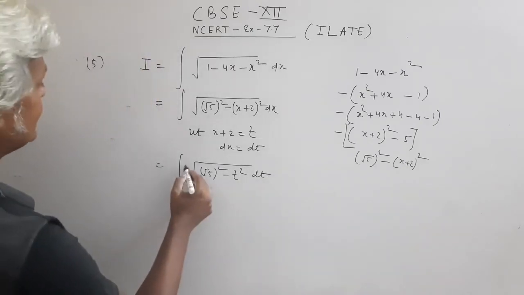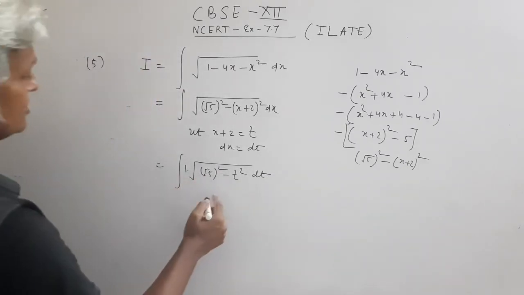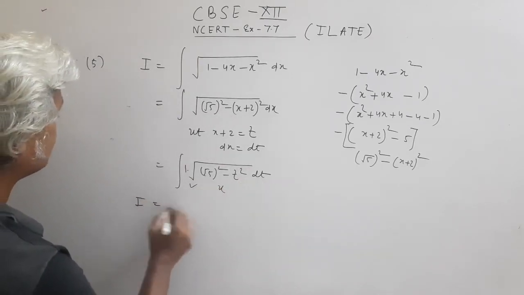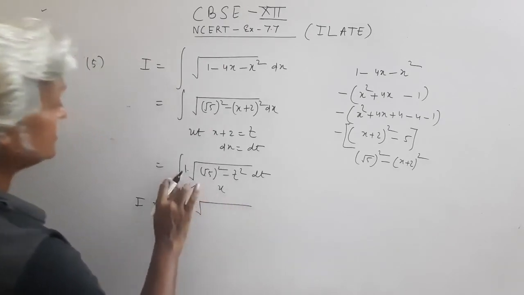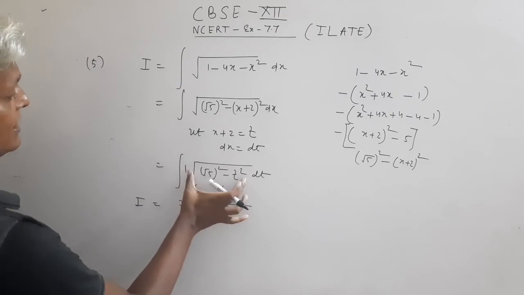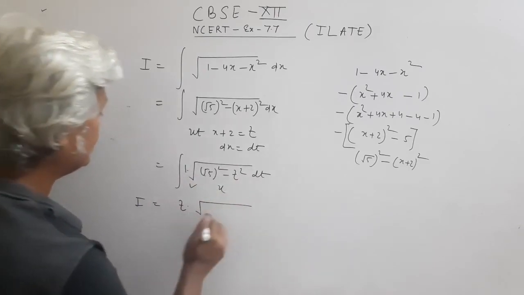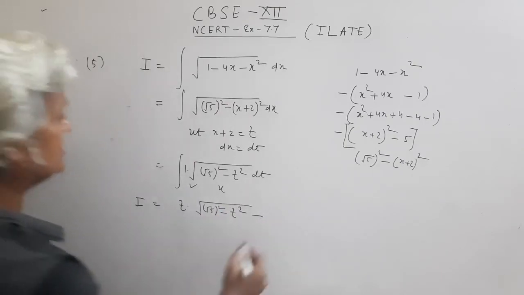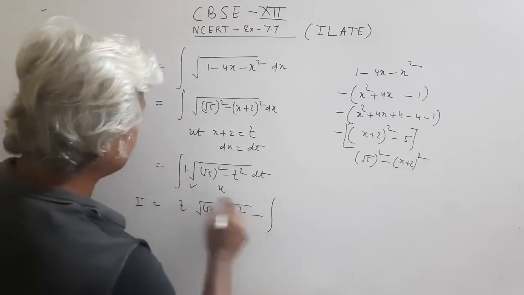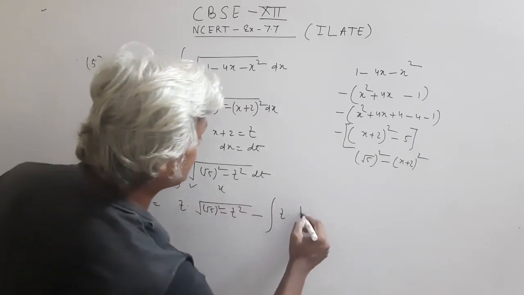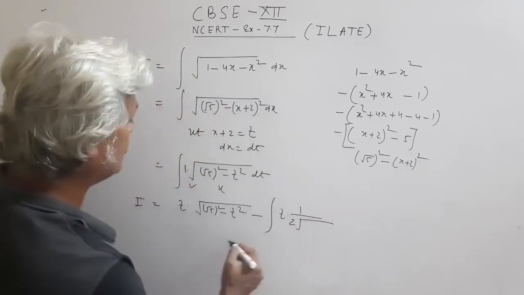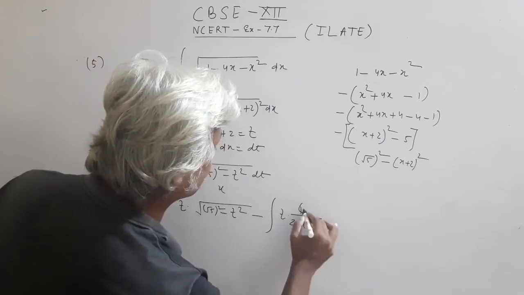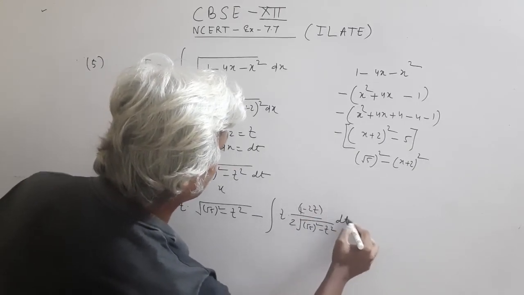Now I go directly and integrate, taking this 1 as my u and this as my v, and the differentiation goes with respect to dt now. So I becomes t under root 5 square minus t square, minus the integral of t into the differentiation of this, that is 1 over 2 under root 5 square minus t square into minus 2t dt.